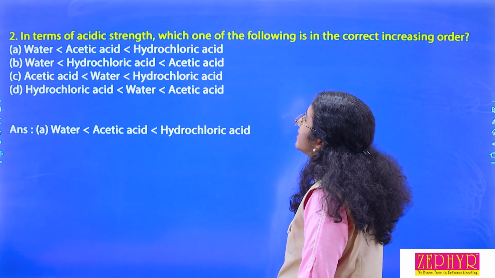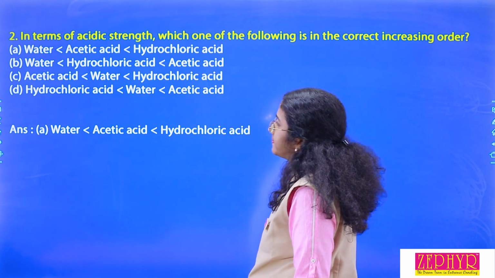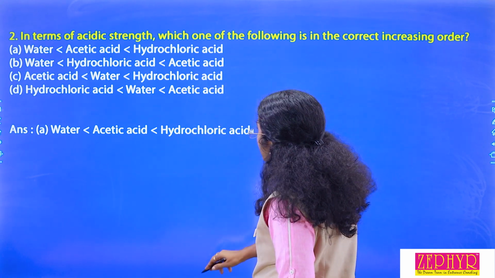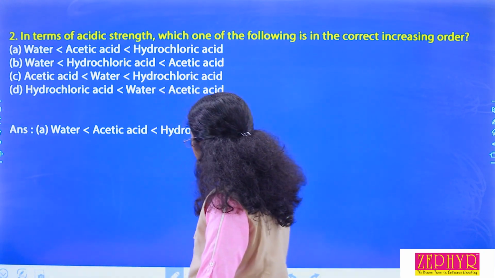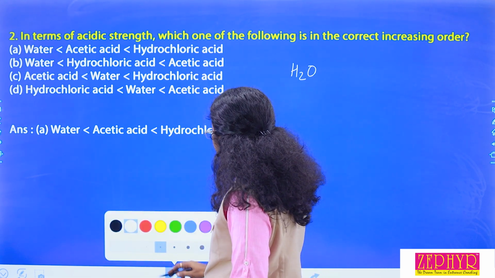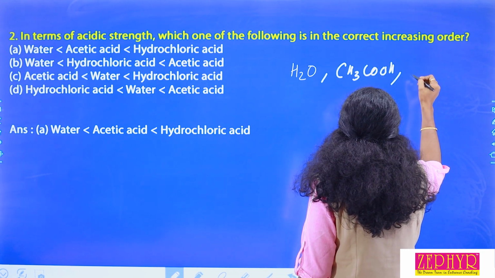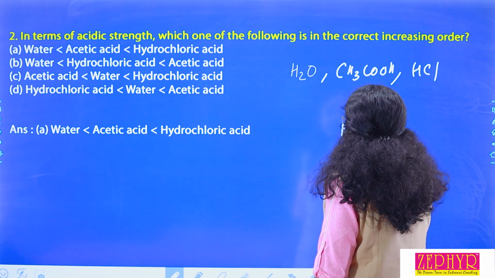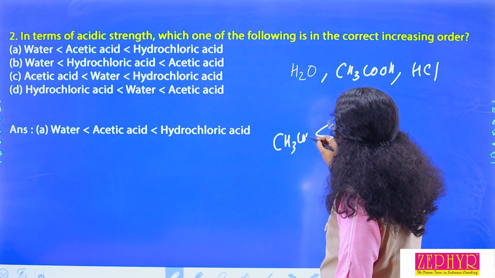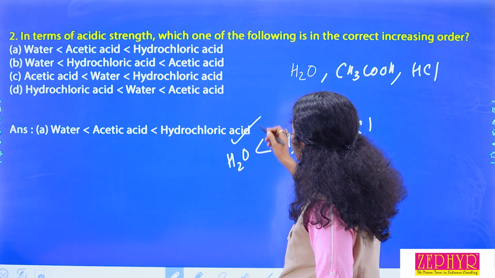Then next one, in terms of acidic strength, which one of the following is in the correct increasing order? Based on acidic strength, HCl is a strong acid. Water is given, then acetic acid CH3COOH, then HCl. HCl has more strength because it is a mineral acid. Then CH3COOH, then water. So the option is A.